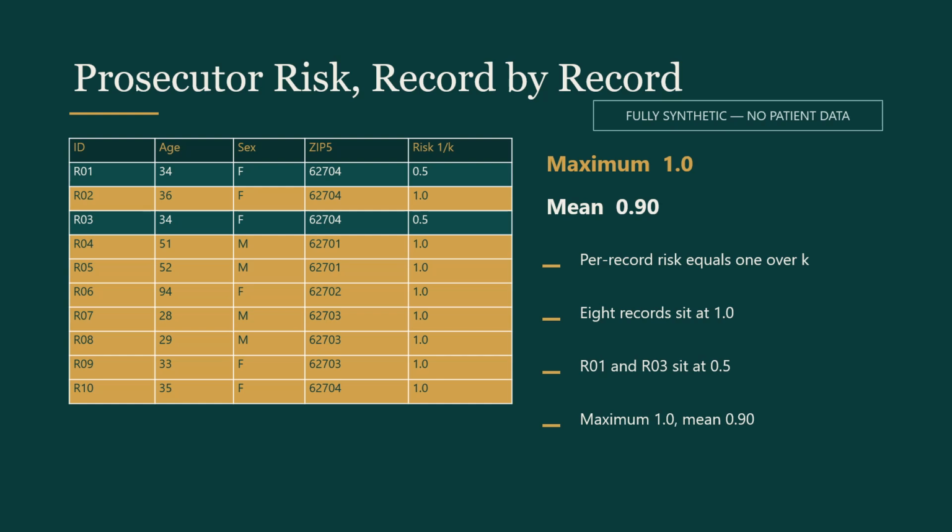The maximum is 1.0. The mean is 8 times 1.0 plus 2 times 0.5, all divided by 10, which is 0.90. One column, two headline metrics, and the difference between them is the whole argument of the next several slides.